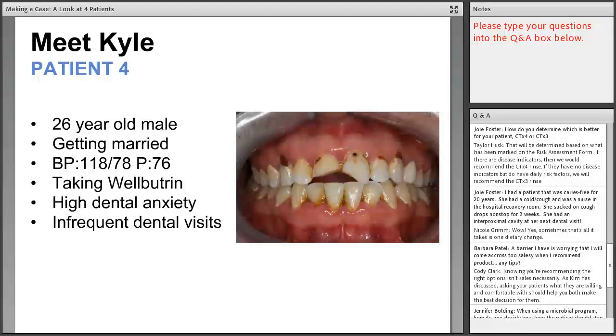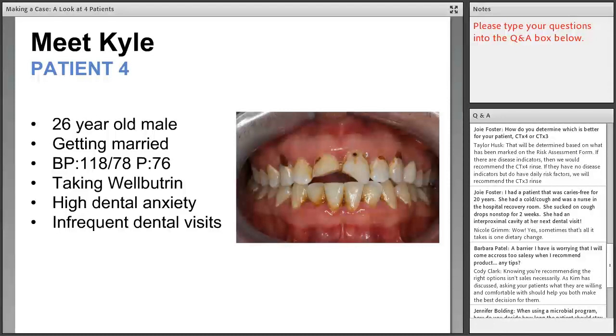So Kyle comes in, and he's getting married in a month. I was happy that I had a month, because a lot of times they come in and say, I'm getting married on Saturday and I've got to do something. I had that happen just in June. Father of the bride comes in on Wednesday: my daughter's getting married on Saturday. I said, I'm going to do what I can for you, but we're going to be doing a lot of work after the wedding. So Kyle here is taking Wellbutrin.